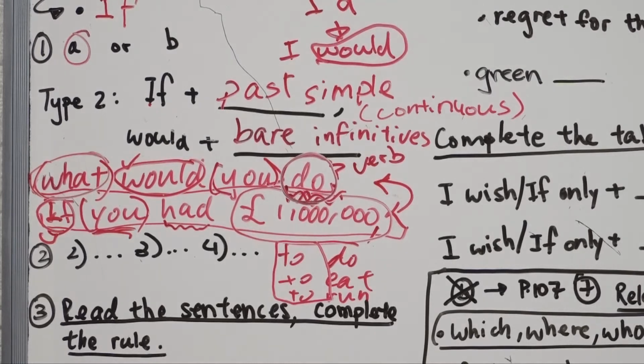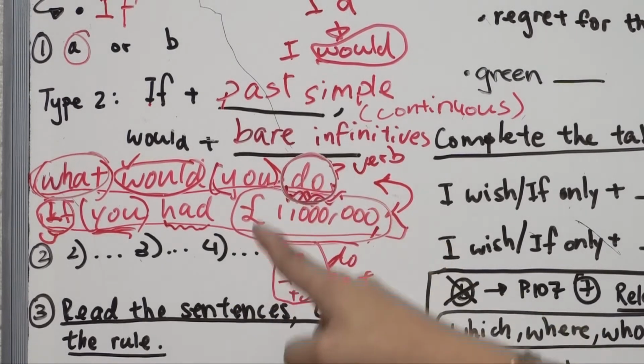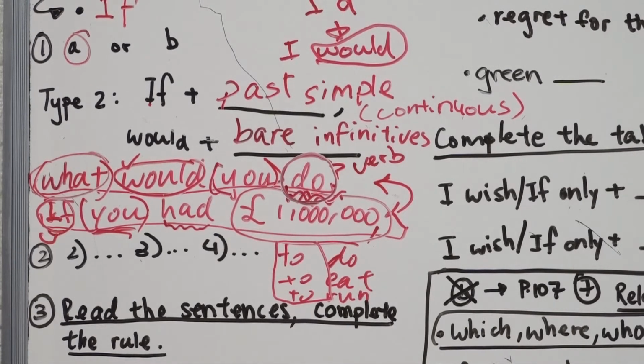So this is how we do type 2 conditions. If plus past simple tense, comma, and then would plus bare infinitive. So again, the sentence is, if you had 1 million pounds, what would you do? Easy to understand. Type 2 is used for an imaginary situation, in the present, right now, or in the future, later on.